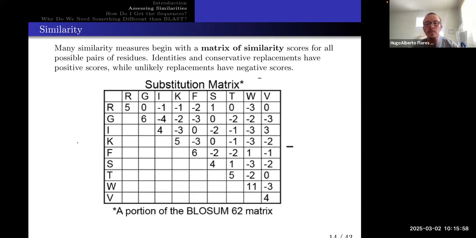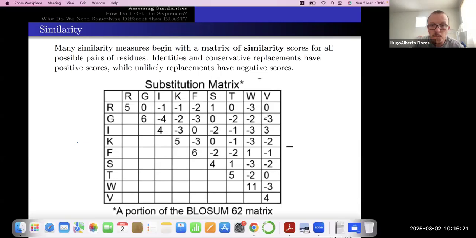Sometimes we can find what is named a matrix of similarity, which provides you some scores associated with the meaning, in this case, of the letters. Here I'm showing you just a piece of a matrix that is used to understand an amino acid sequence. You can see that in this matrix you can have zero values, for instance.